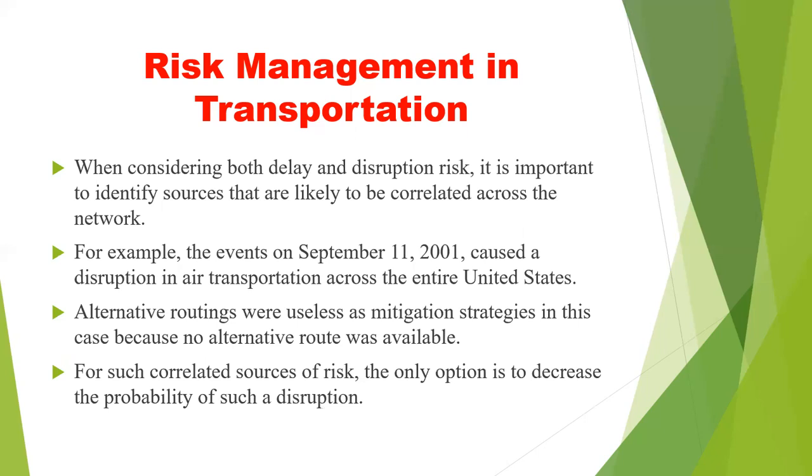When considering both delay and disruption risk, it is very important to identify the sources that are likely to be correlated across the network. For example, in events like September 11, 2001, the plane crashes caused a disruption in air transportation across the entire United States. During that time, alternative routing was useless because no alternative route was available. For such correlated sources of risk, the only option is to decrease the probability of such a disruption.